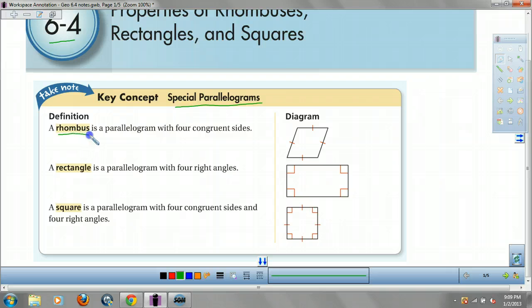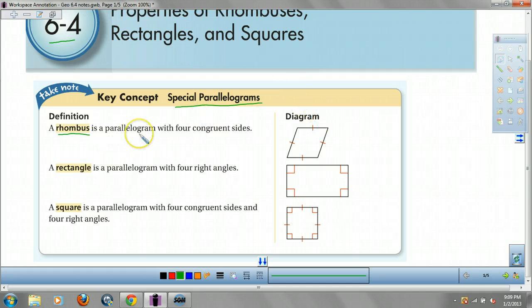For example, a rhombus is a parallelogram with four congruent sides. So it's four equal sides. Okay? 1, 2, 3, 4, all with a dash. So that means they are all congruent.